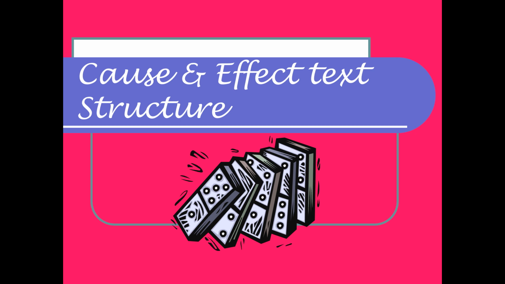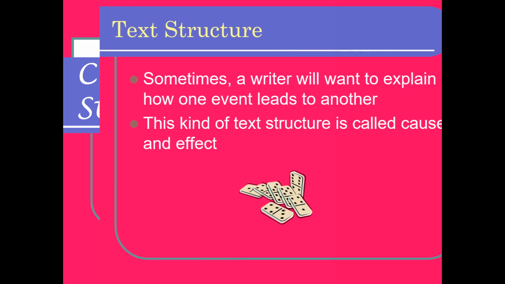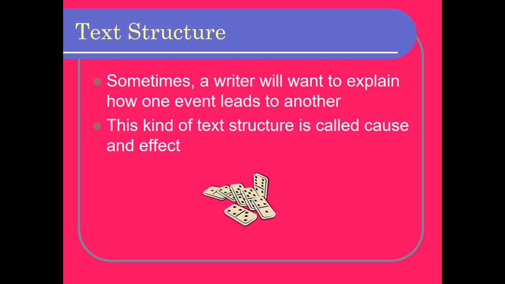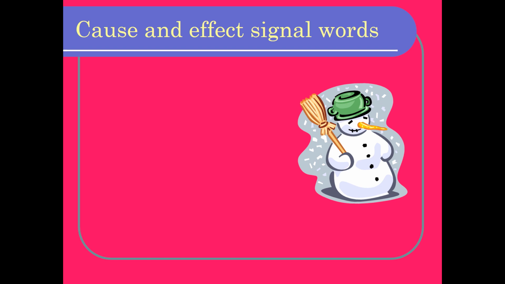Today we're going to be talking about cause and effect in an informational text. Sometimes a writer will want to explain how one event leads to another. This kind of text structure is called cause and effect. A cause, remember guys, makes something happen. It's an event that leads to something happening. The effect is what happens because of that event.